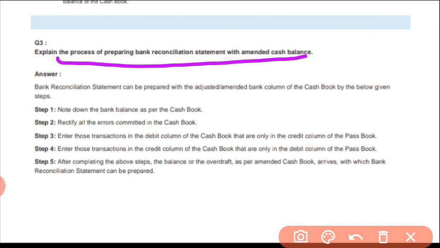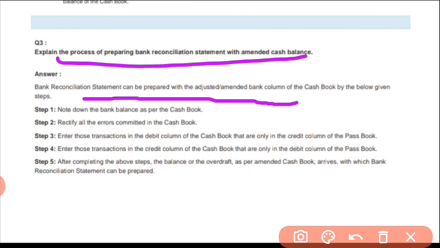Whatever amended balances as per cash book are given, on the basis of that, how will we prepare the bank reconciliation statement? So what do we have to do? First of all, a bank reconciliation statement can be prepared with the adjusted or amended bank column of the cash book by the given statements. Whenever we have to prepare a bank reconciliation statement, in that situation we have to follow 5 basic steps. What are the 5 basic steps?